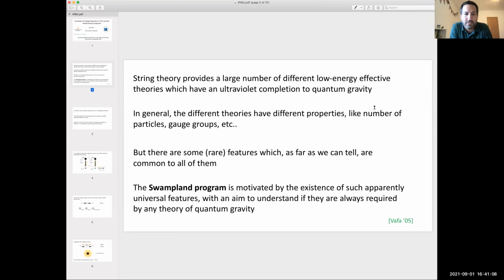Having spotted such features and patterns, it's natural to try and understand whether they have to be that way, whether they're really universal. So this is what the swampland program is. It's motivated by the existence of such universal features, and the aim is to understand if these universal features are always required by any theory of quantum gravity, or more precisely, they are features of any effective theory that has an ultraviolet completion to quantum gravity.